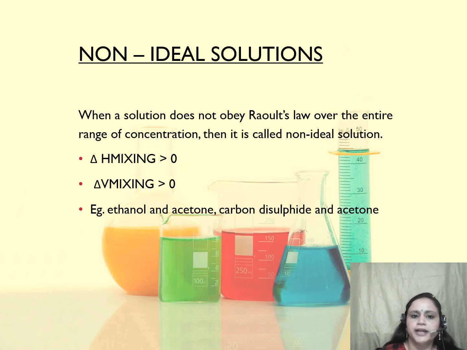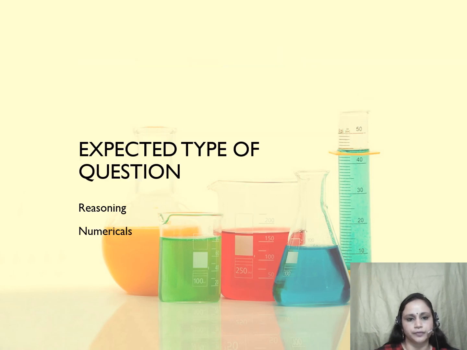In the same way, non-ideal solutions are those which do not obey Raoult's law. Their delta H mixing can be greater than 0 and their delta V mixing can also be greater than 0. Common examples of these are ethanol and acetone. Carbon disulfide and acetone also form non-ideal solutions.